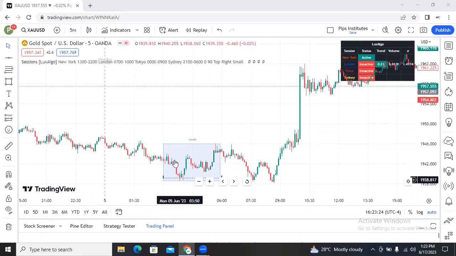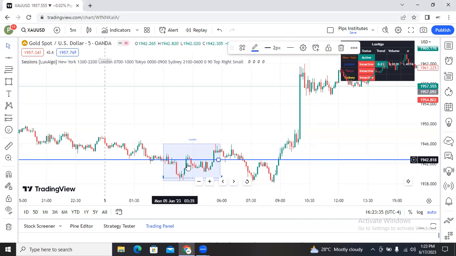So this is where there's a market structure shift or change of character. Because when you put your line here, you see that this candle body closes above this level right here. So this was where we had our market structure shift.